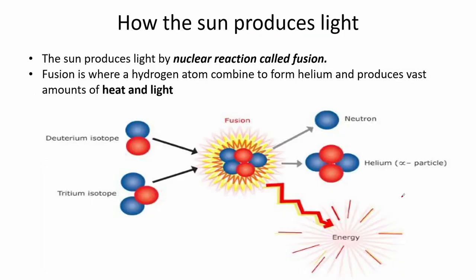Light from the sun is a form of energy, and this energy is the source for all life on Earth in the form of light and heat. The sun produces light by a nuclear reaction called fusion. As atoms of hydrogen combine to form helium, they produce vast amounts of heat and light. This is how the sun produces light.